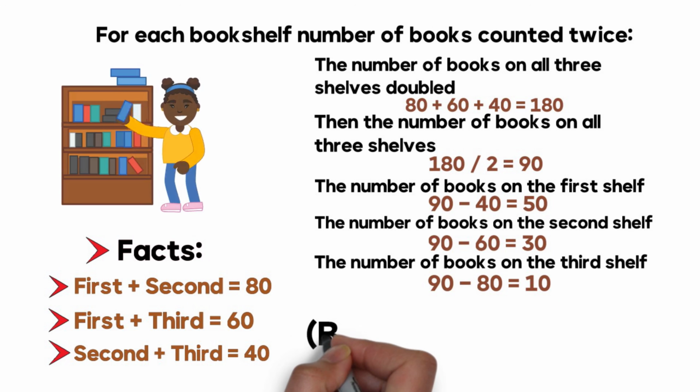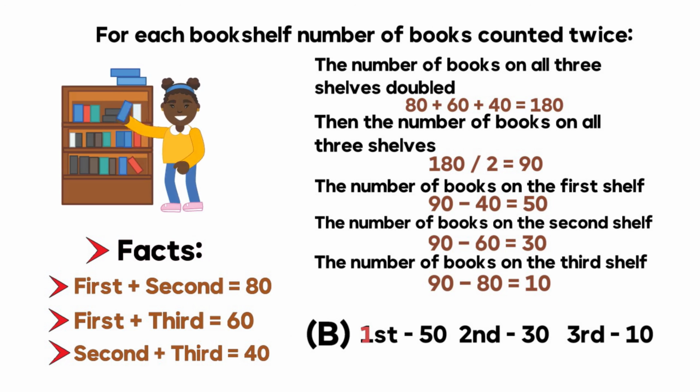So the correct answer here is choice B. There are 50 books on the first shelf, 30 books on the second shelf, and 10 books on the third shelf. Hopefully you've nailed this question and now know how to solve similar challenges on the test.